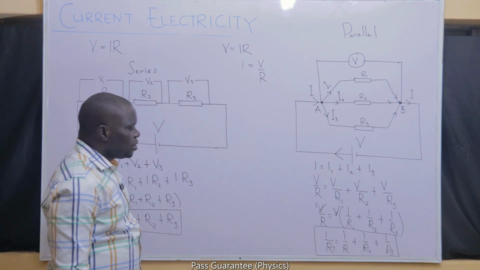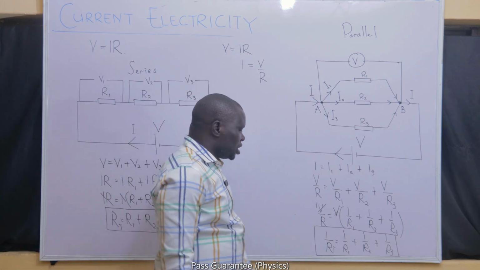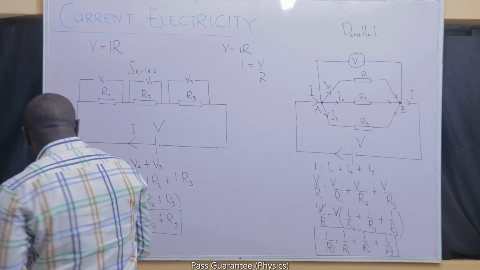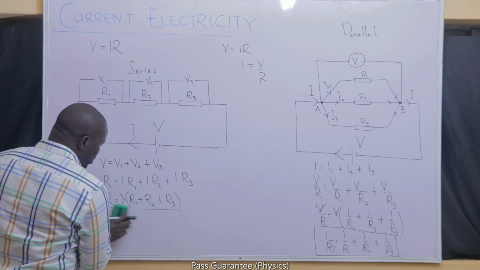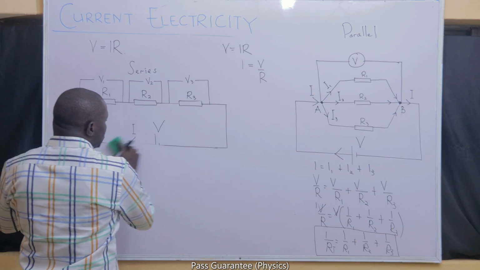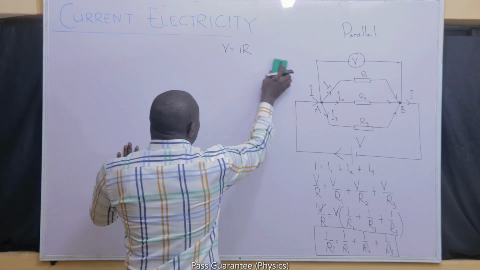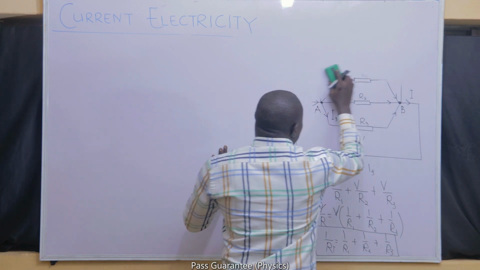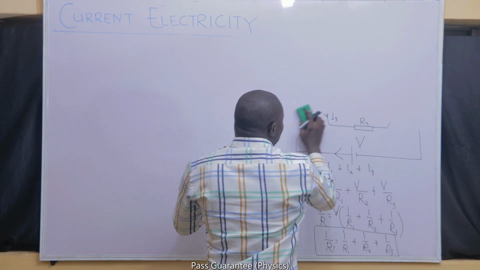If they are in parallel, this is how I'm going to get the equivalent resistance for the three of them. So we are going to see this in an example to see how it can be used. Before we move on, I would also like to talk about the concept of internal resistance and electromotive force.